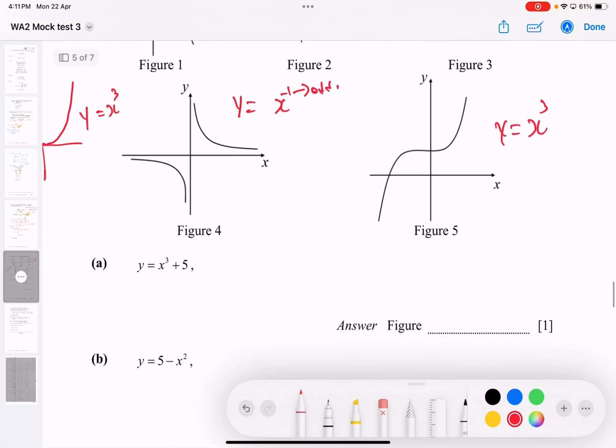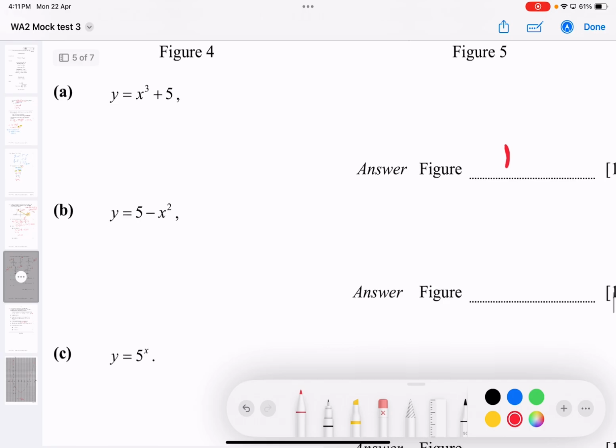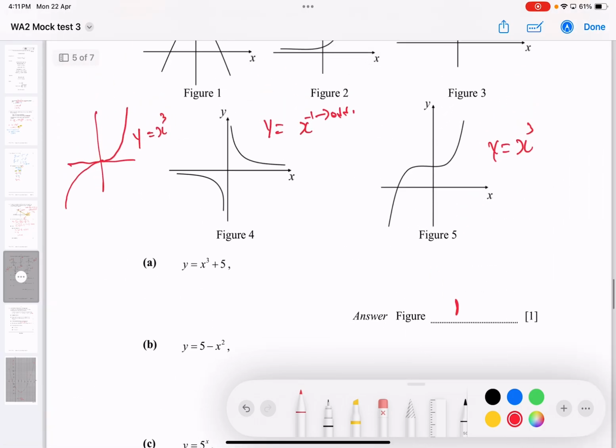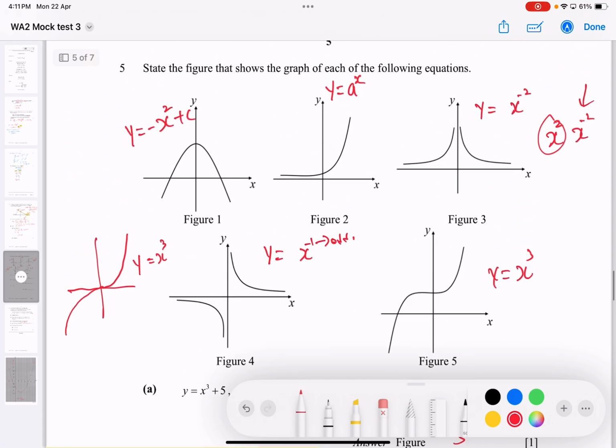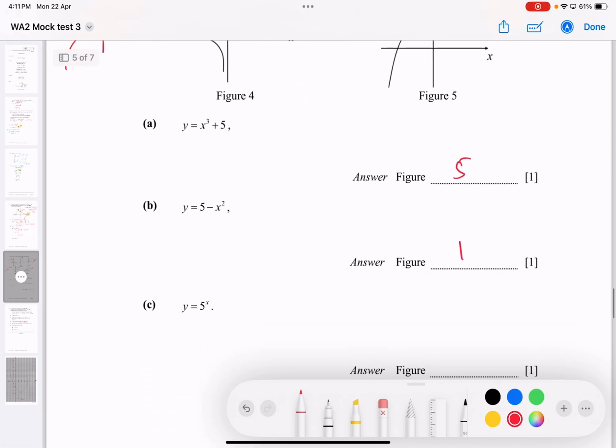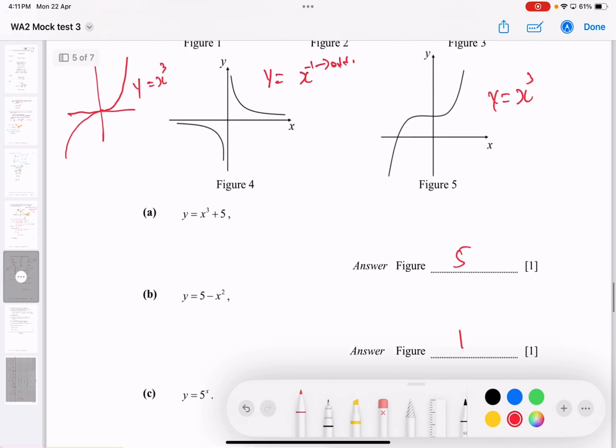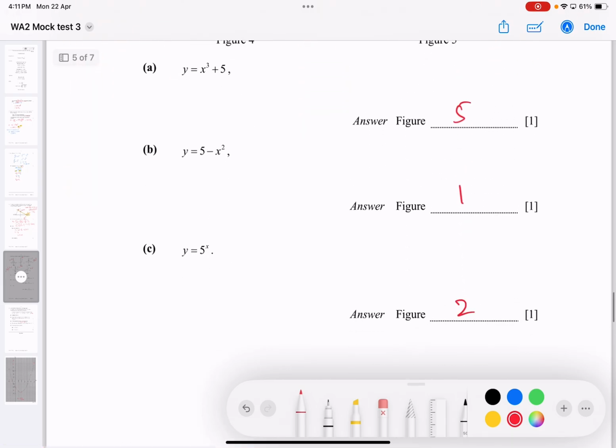Part A, this one is figure 1. No, sorry. This one is figure 5. This one is figure 1. And this one is figure 2.